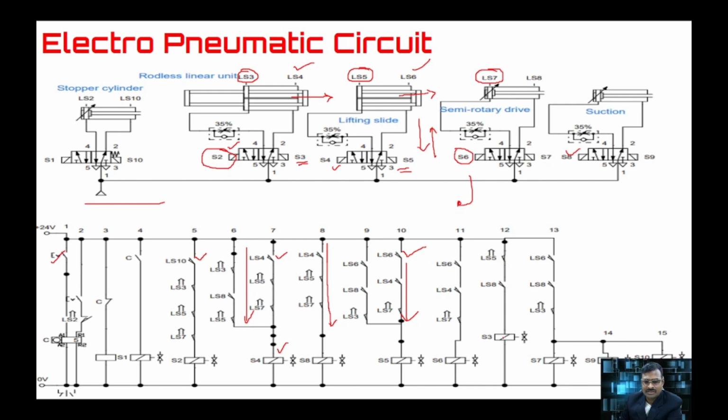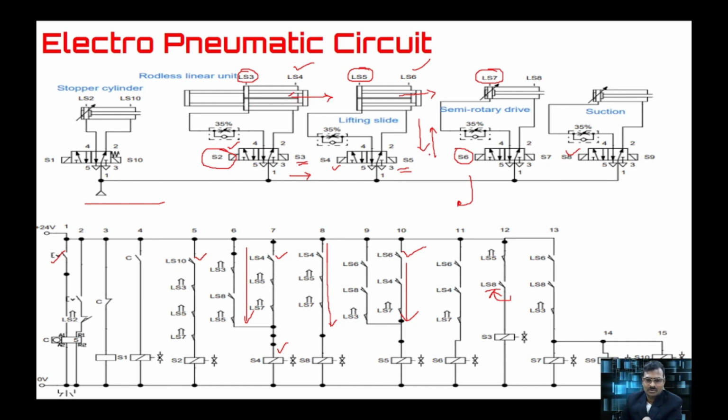That means it will give signal for S3. So it has to come back, so that is here, when it is moving, as per our picture, it is moving from right to left. Now it will come from left to right. Initially it will move in this direction and then in the opposite direction. So LS5 and LS8. LS8 is the semi-rotary actuator's extended position. When these two conditions are there, it will come back to the home position of the rodless linear unit.